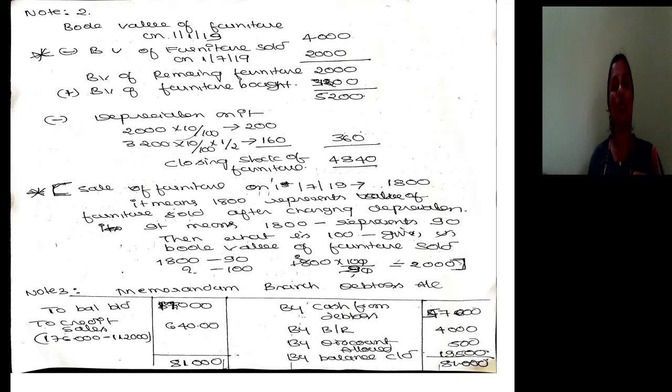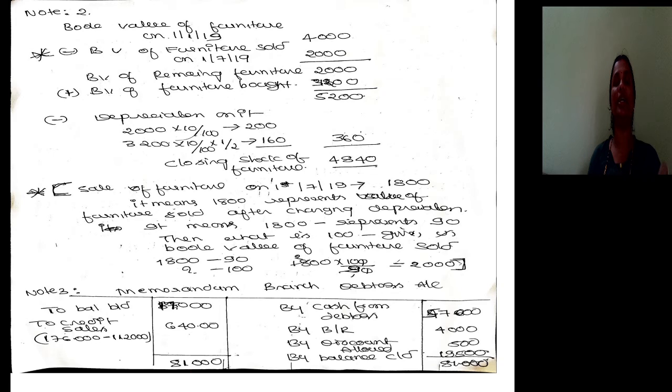It means the sale value 1,800 represents furniture sold after charging depreciation. It means 1,800 represents 90, since 100 minus 10 is 90. Then what is 100? It gives us the book value. So if 1,800 represents 90, 100 will become 2,000. So the 2,000 book value of furniture sold should be deducted, and we arrive at the book value of remaining furniture. The book value of furniture purchased should be added, so the total value of furniture will become 5,200.